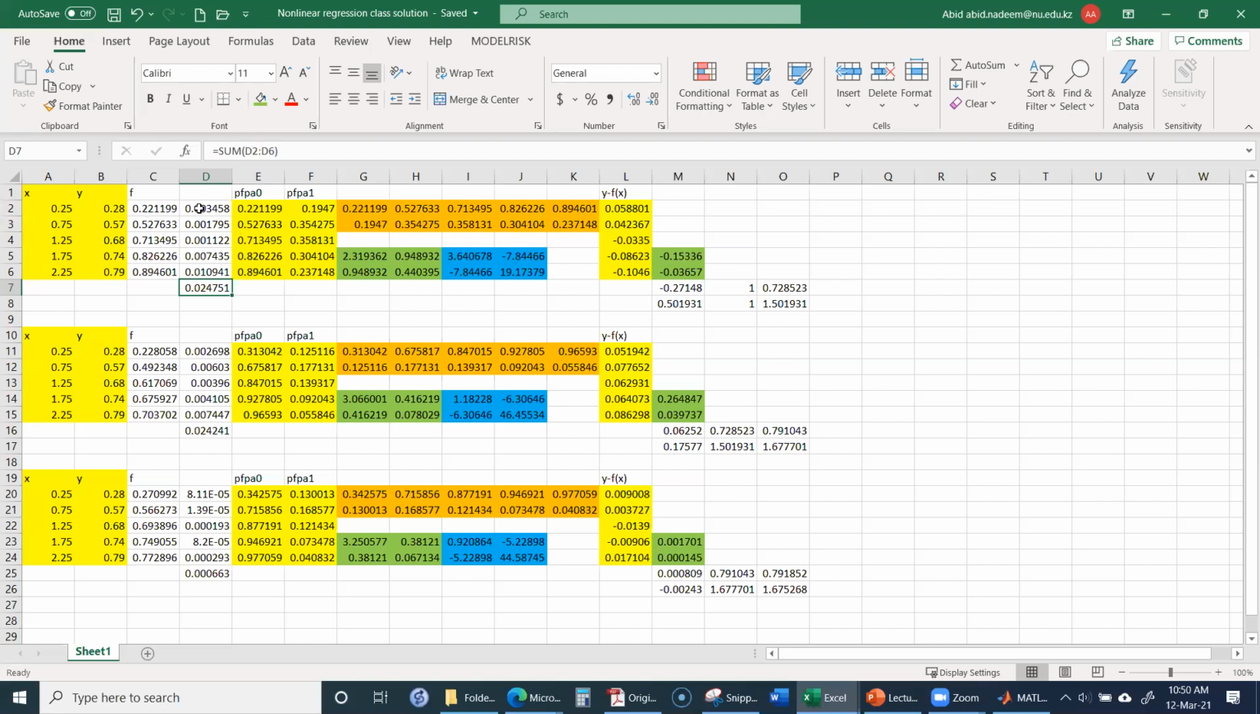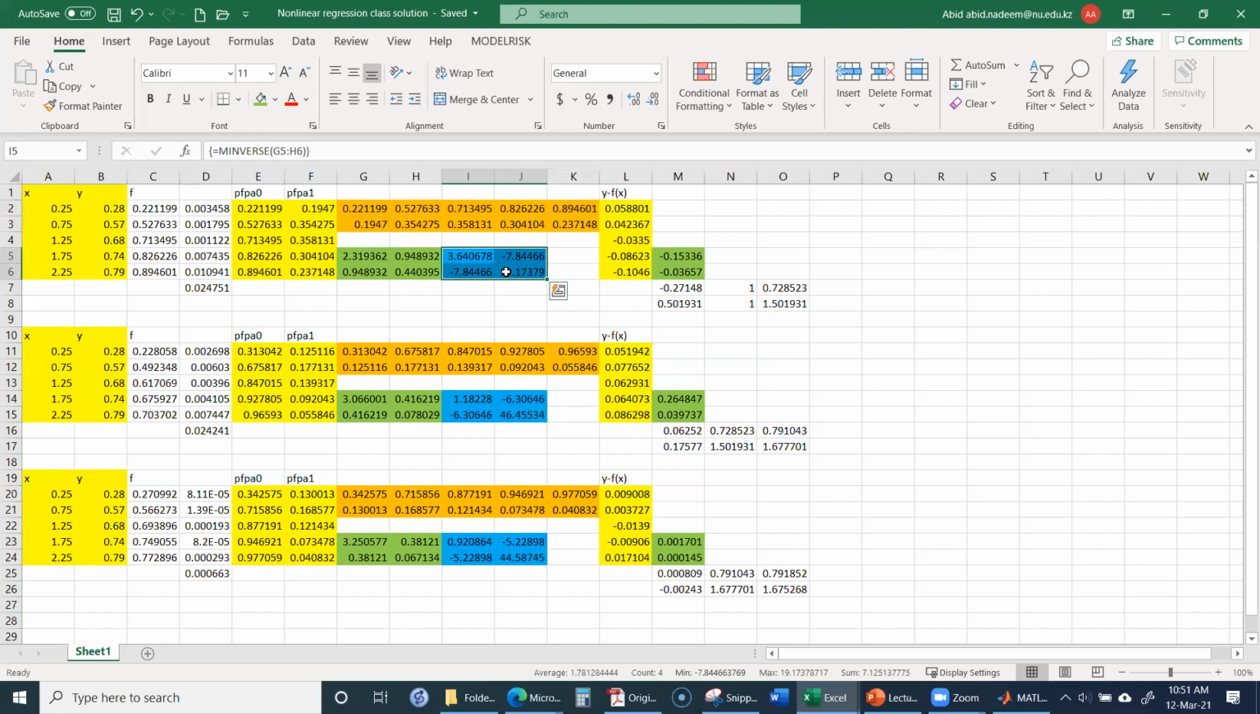Here I have calculated the Z naught matrix, and this is the transpose of the Z naught matrix. Then I multiplied this transpose with the Z matrix, and the answer is here. And then I took the inverse of this green matrix.